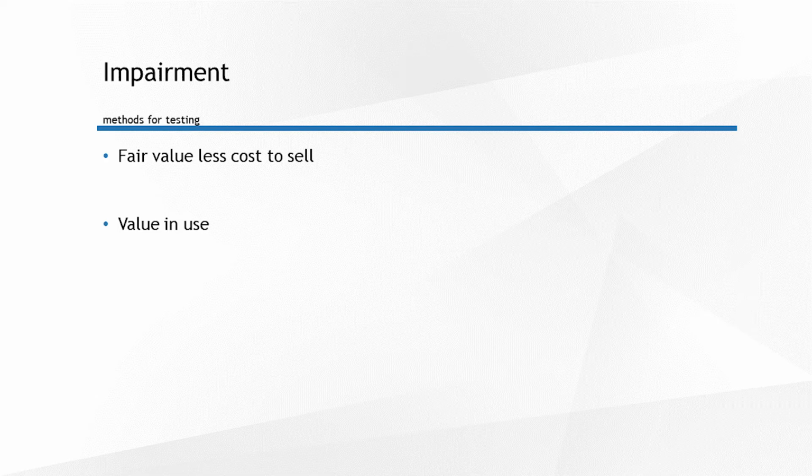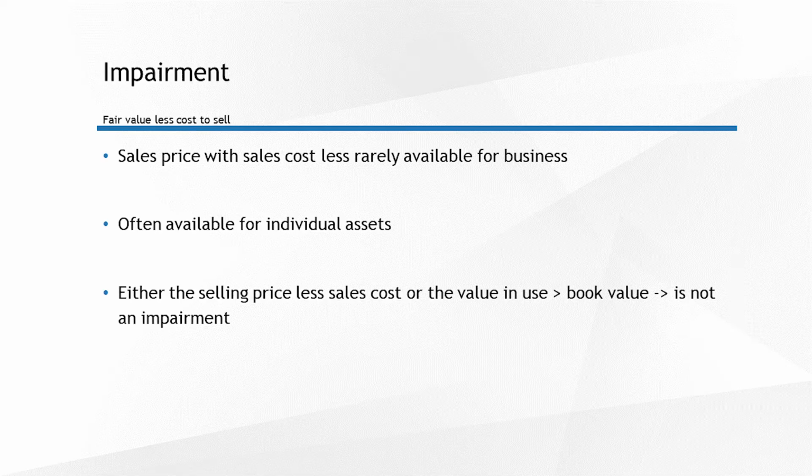Impairment testing can be done in two different ways, which are both correct. The carrying amount of an asset or group of assets shall be compared with either the selling price less cost to sell, or value in use. Of these methods, the selling price less cost to sell is rarely available, at least for entire businesses, but for individual assets this may be available. Usually value in use must be used.